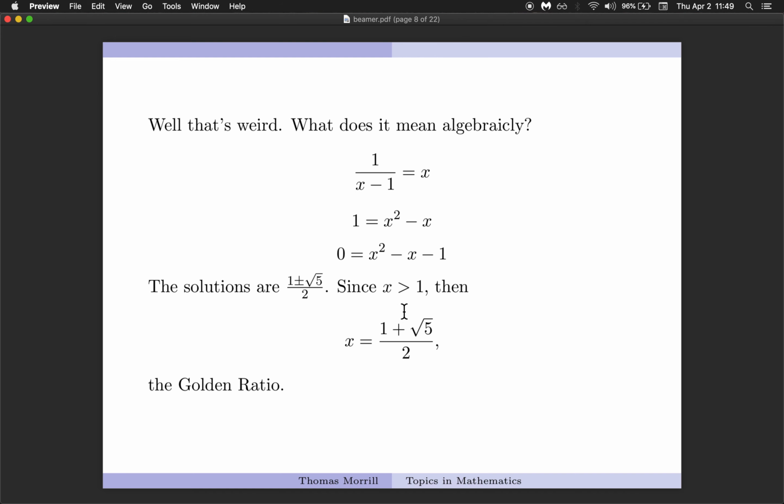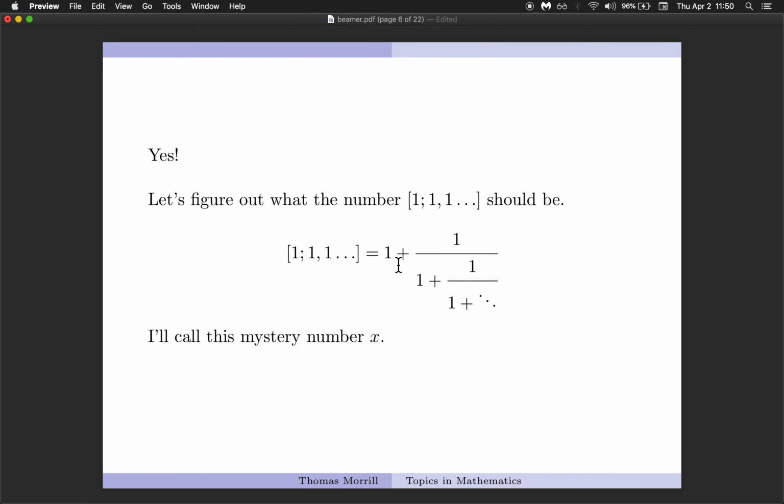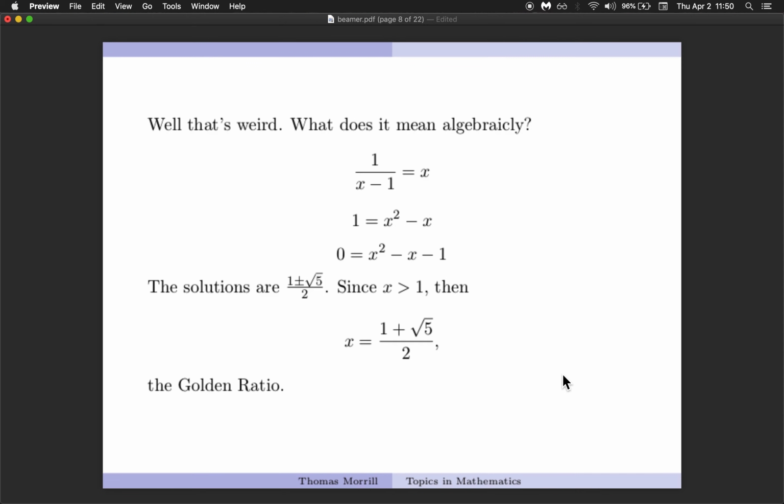Now I know that this x has to be greater than 1, so I'm going to have to take the plus here, and it turns out that my x is 1 plus the square root of 5 on 2, which is the golden ratio, if you're a fan of the golden ratio. So this infinite continued fraction, 1 plus 1 on 1 plus 1 on 1 plus 1 on 1 plus 1 on 1 and so on, gets me the golden ratio. So phi, but not the Euler phi function, the actual constant from geometry.